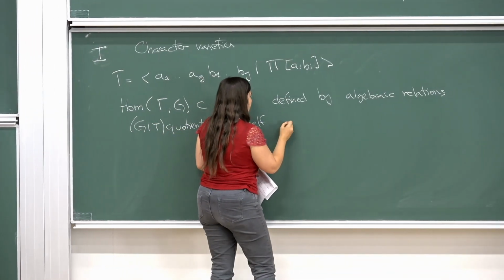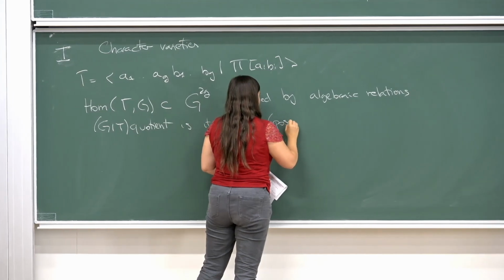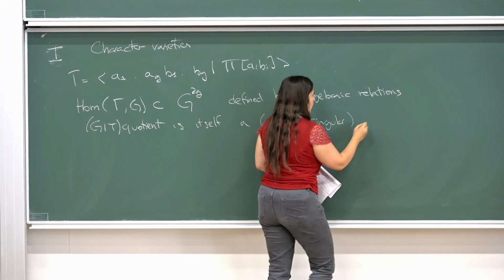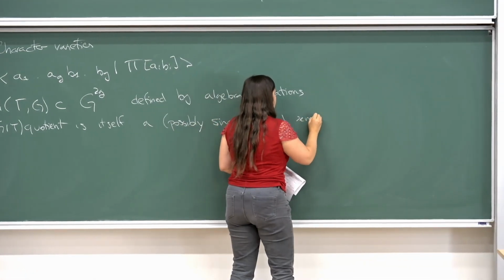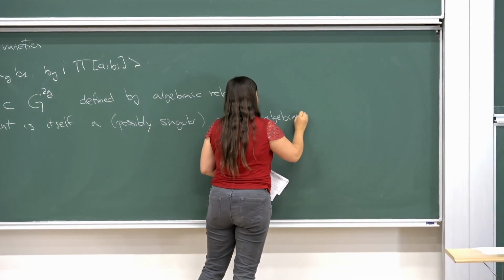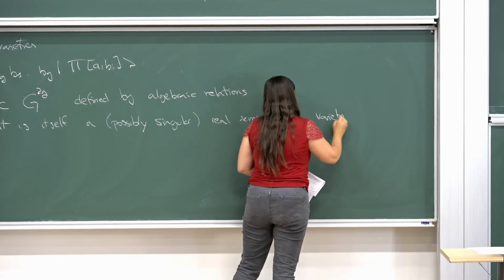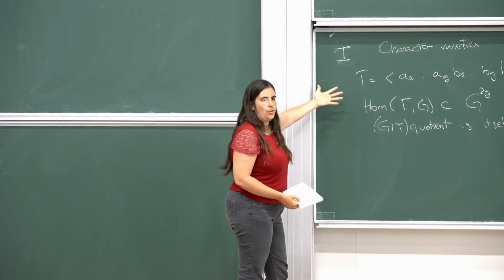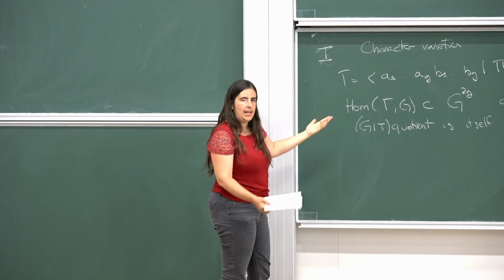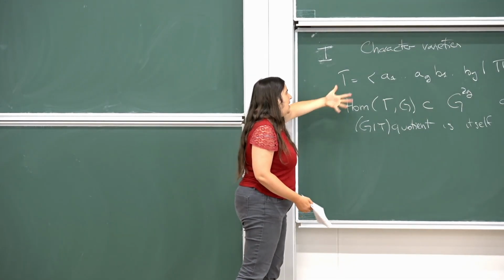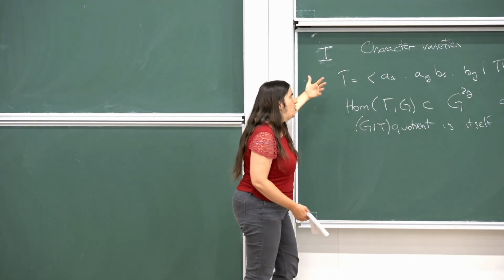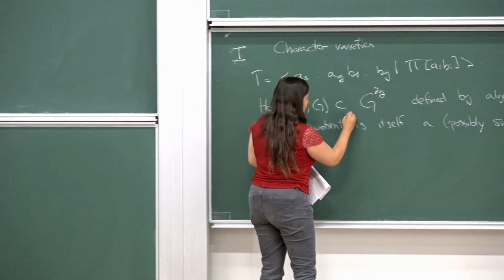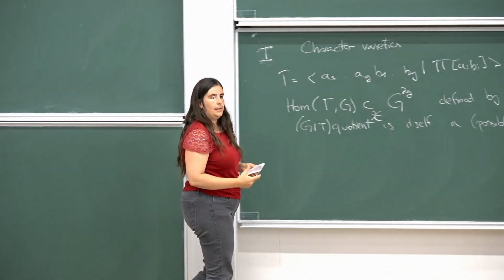a nice, possibly singular, real semi-algebraic variety. And so it has a lot of nice structure. It's not always smooth, but it has a big smooth locus. And it's an interesting variety on its own, arising naturally from group theory. Okay, so this is the GIT quotient. This is my character variety chi that I was looking at.